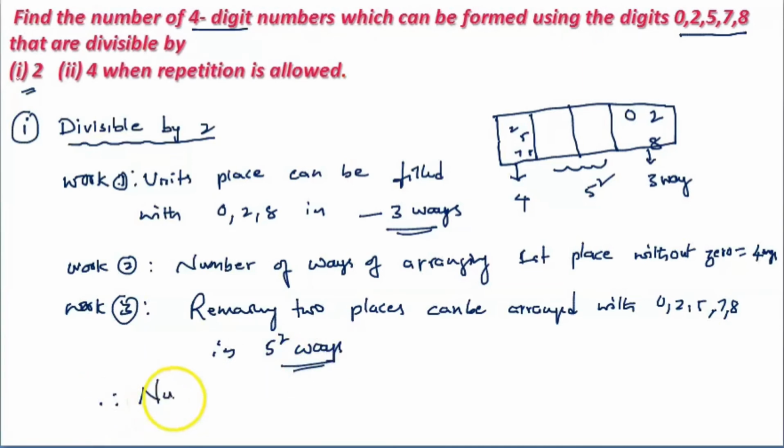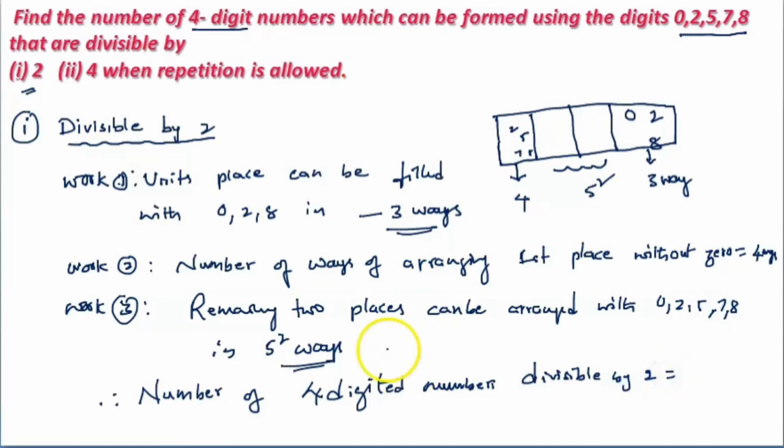So therefore the number of 4-digit numbers divisible by 2 is equal to how many? The first work into the second work into the third work, so 3 into 4 into 25, that is 300 ways. This is the way of arranging 4-digit numbers so that they are divisible by 2. So is it easy or difficult? When 0 is there, it looks somewhat interesting and difficult.